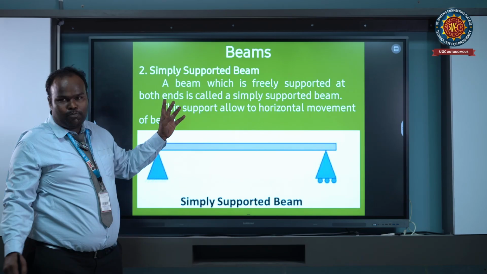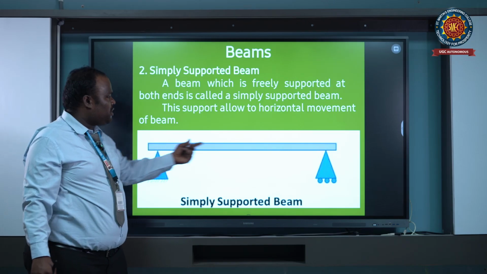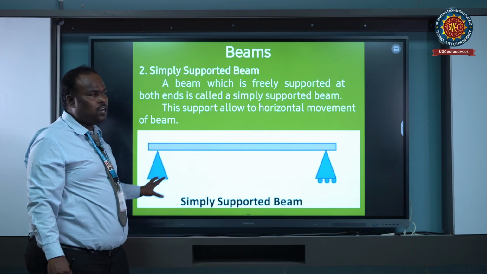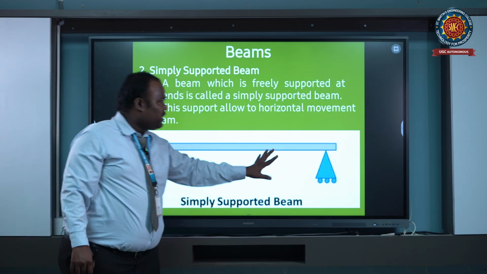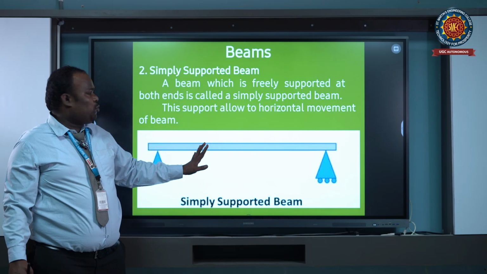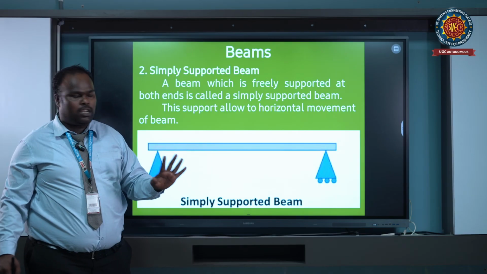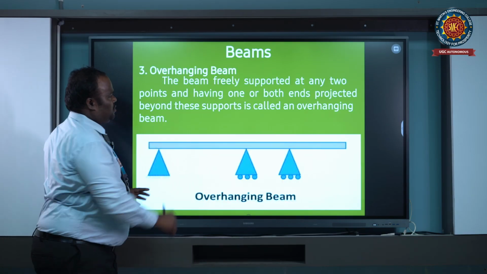And the second one is the simply supported beam. The beam is a horizontal structure. It rests on two supports. One is a hinge support, another one is a roller support. It is called a simply supported beam. There is no vertical movement; it allows only horizontal movement.